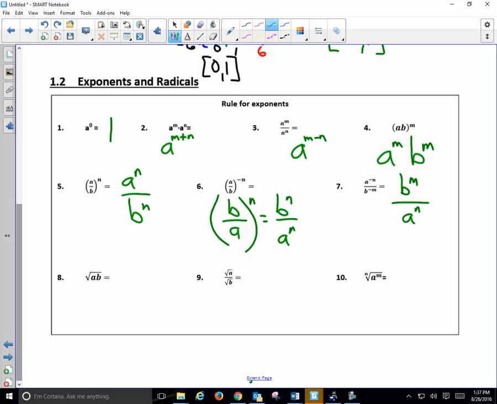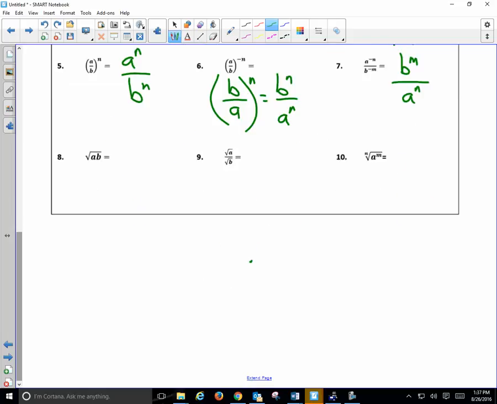We have some nice properties that involve radicals. If you have the square root of a times b, you can rewrite that as the square root of a times the square root of b. So you can take factors and pull them apart and just include radicals above them. If you have radical over radical and it's the same type of root, so square root, you can rewrite it as 1 square root.